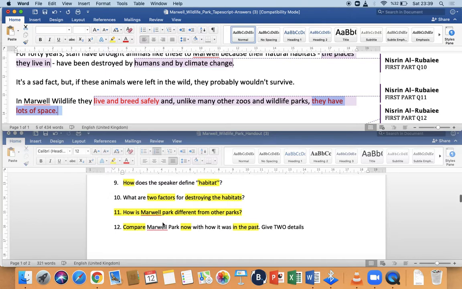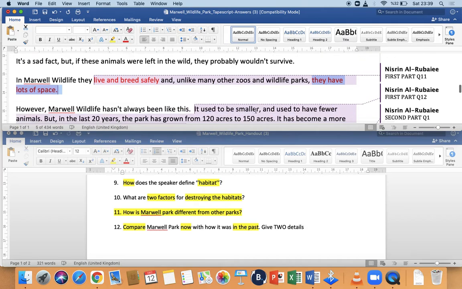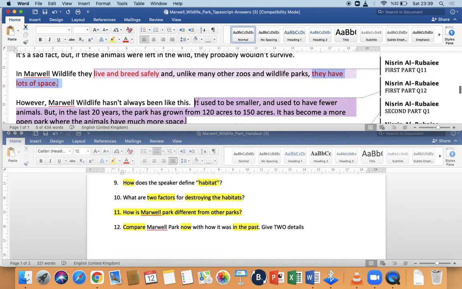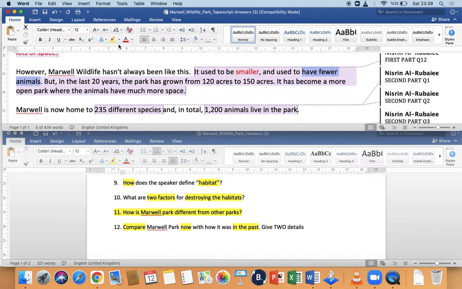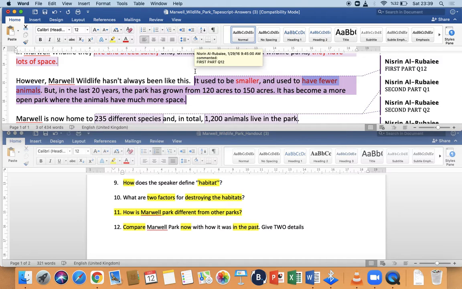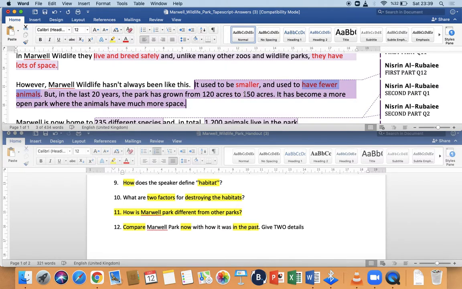And last one, compare Marwell Park now and how it was in the past. You should write 2 details. The first detail is this, it was smaller, and it had fewer animals. 2 details here. If you want to write it has grown from 120 acres to 150, whatever, it's okay. But if you just write it was smaller and had fewer animals, that's okay.